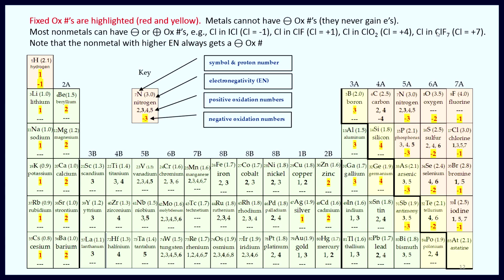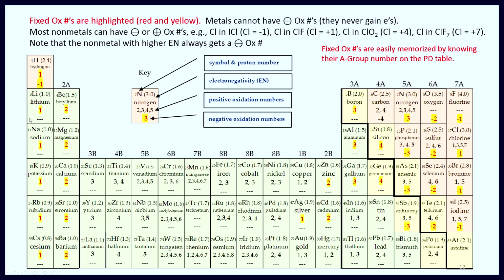You'll also see that in covalent compounds, the nonmetal that has the higher electronegativity value, like fluorine in ClF or oxygen in ClO2, always gets the negative oxidation number. So the fixed oxidation numbers are easily memorized by knowing their A group number on the periodic table. So let's spend a minute and look at that.